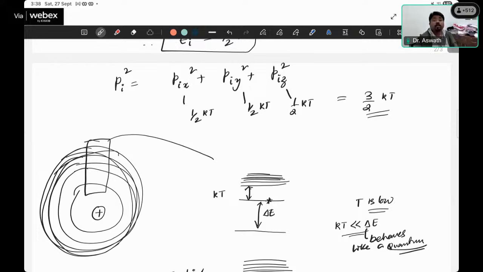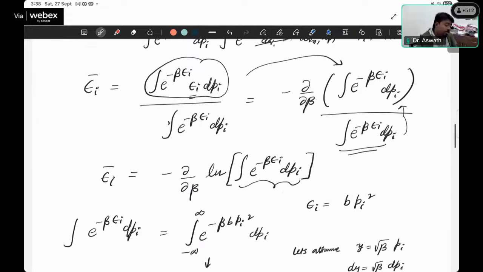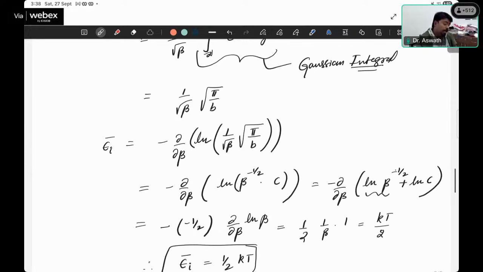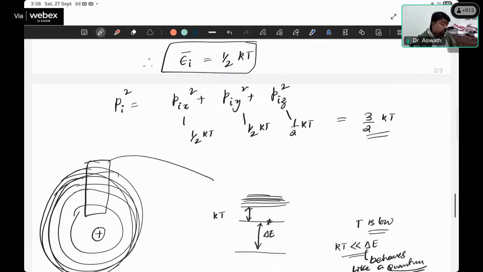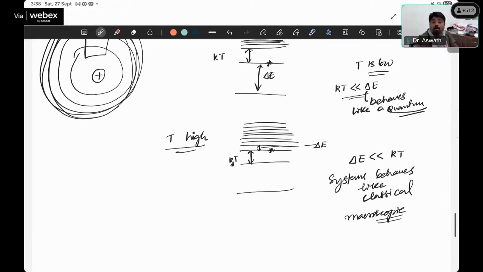computing system, as required. Even the equipartition theorem says that each quadratic term contributes half kT. So the energy of the system is of the order of kT. That kT is very important to deal with the electron, to confine it to a quantum level or push it to the higher level.